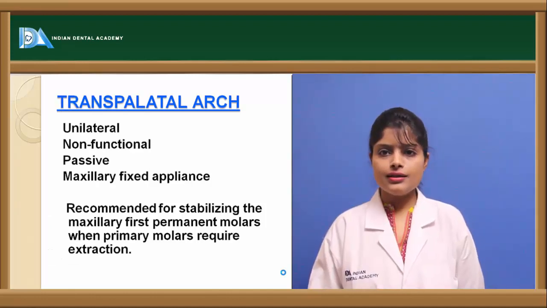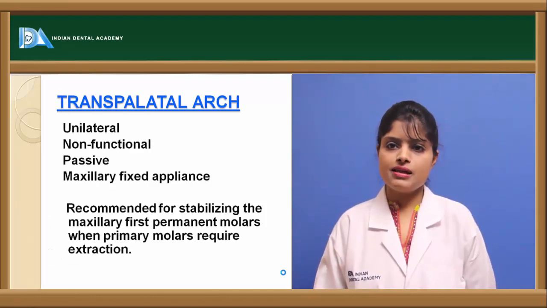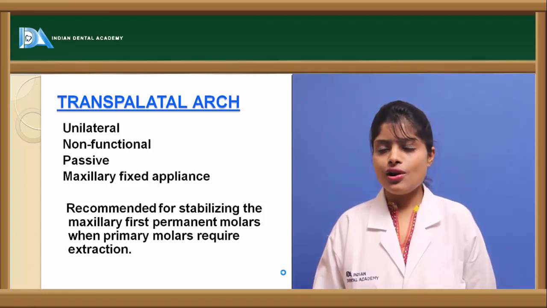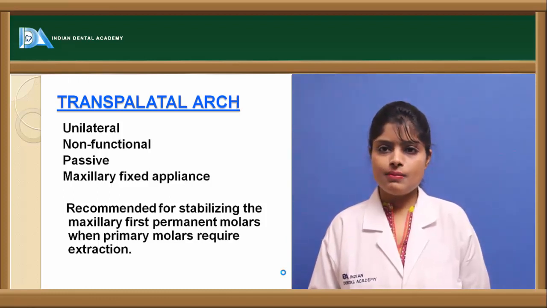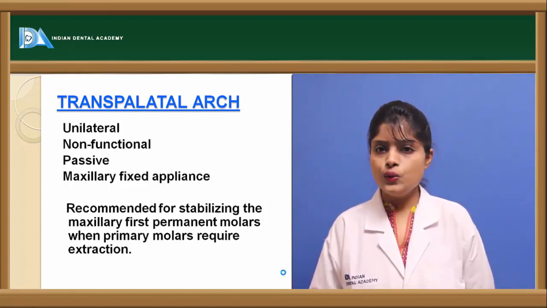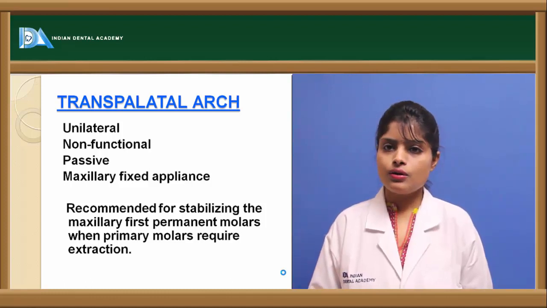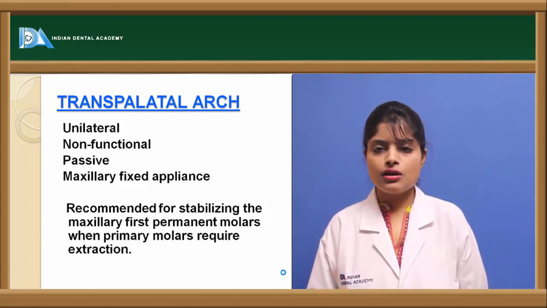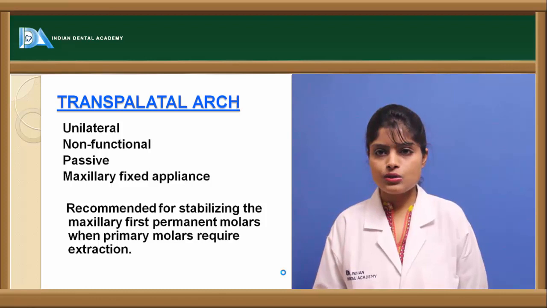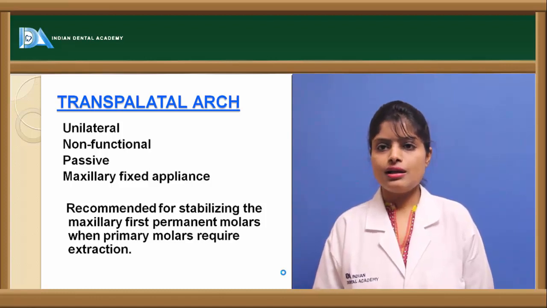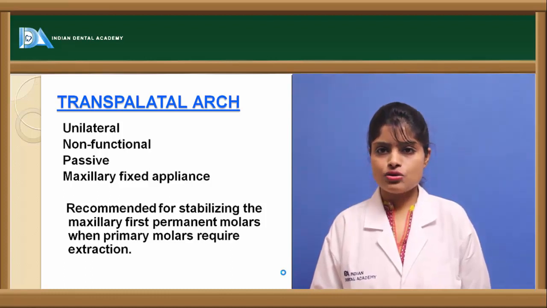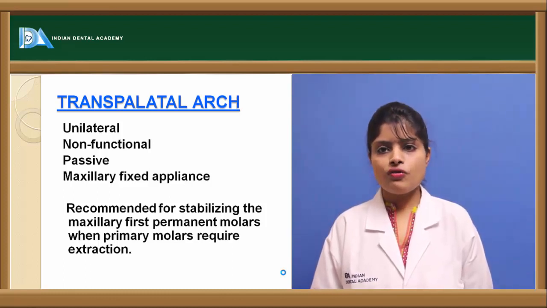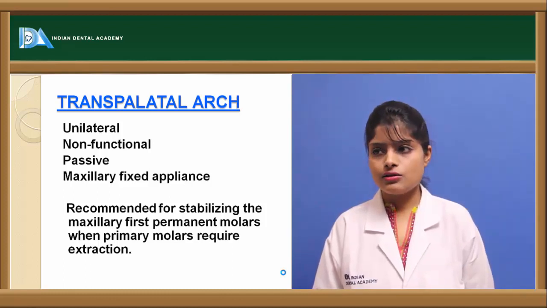Moving over to another appliance, which is the transpalatal arch. The transpalatal arch is a unilateral type of appliance. That is, it can be used in the premature loss of unilateral teeth on one side of the arch. It is a non-functional appliance which is fixed in nature, fixed by means of bands, and is a passive appliance which will not cause movement of any of the teeth in the dental arch.